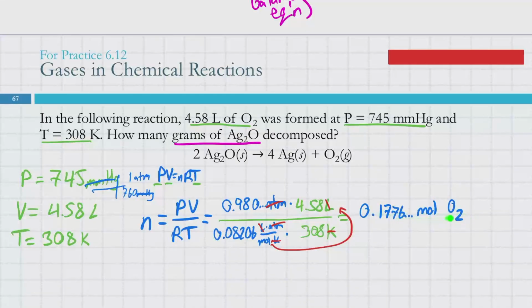To get from moles of oxygen to grams of silver oxide, we would need to first get to moles of our silver oxide. We can go from moles of O2 to moles of Ag2O with our balanced chemical equation. So we will produce 1 O2 for every 2 Ag2O that we put in. We can pull those out to make a ratio. 2 Ag2O equals 1 O2. And that's a conversion factor.